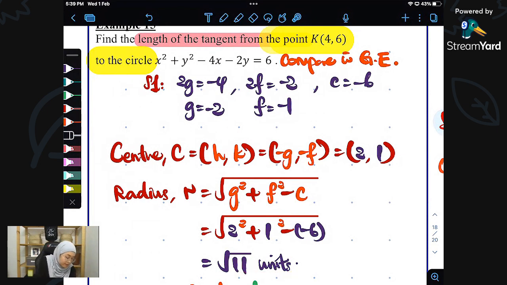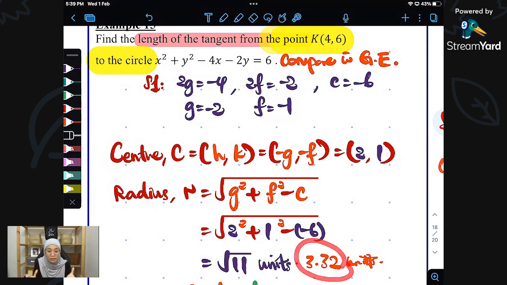This square root of 11 is a value. So square root of 11 is actually 3.32 units. It's a length, so it should be positive. So the radius is 3.3 centimeters, for example. Okay, so why do we need this radius? Have a think. Why do we need to find the length of the radius?